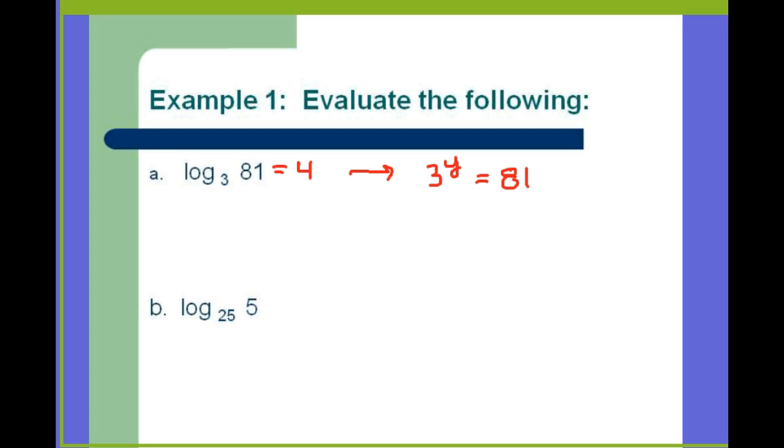So in example B, that's like saying, okay, 25 to what power is 5? So that would be the 1/2 power, because the square root of 25 is 5. So 25 to the 1/2 power would be 5.